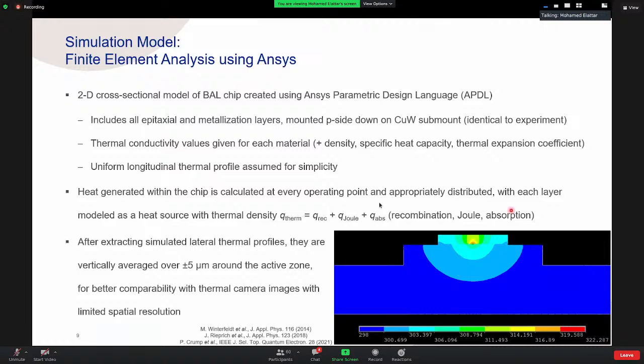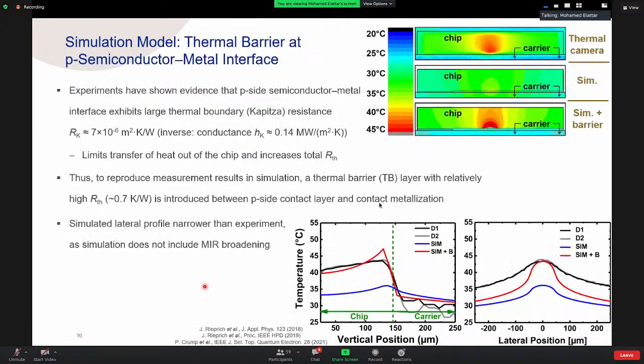along the layers. So each layer is modeled as a heat source with a thermal density, which is the sum of the recombination, Joule, and absorption heat densities. And after extracting the simulated lateral thermal profiles, we do a vertical averaging over ±5 micrometer around the active zone. So for better comparability with the thermal camera images, which, as mentioned, have a limited spatial resolution.